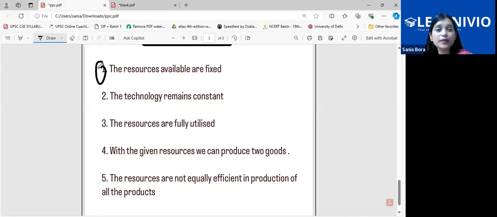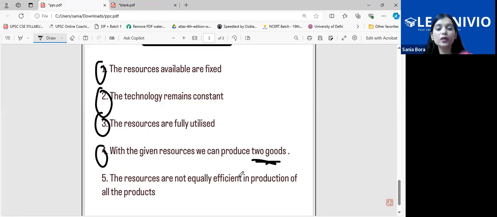Maybe tomorrow you have something else. So you have to assume that resources are fixed. It's not like if today you have this, tomorrow you will have something else. No, they are fixed. Over here, technology also remains constant. Technology doesn't change with time. Then you will use the resources to the fullest, utilize the resources fully. Then with the given resources, we can produce only two goods. Right? This is an assumption.